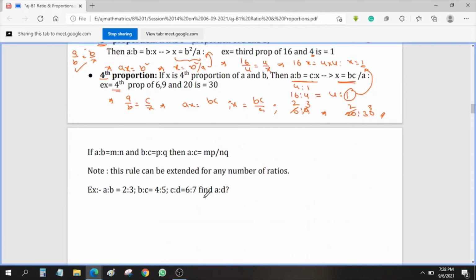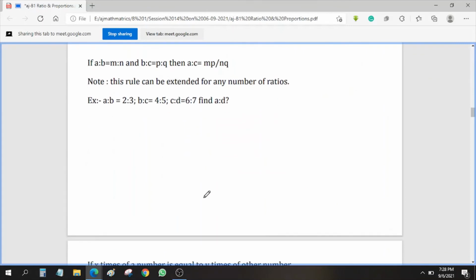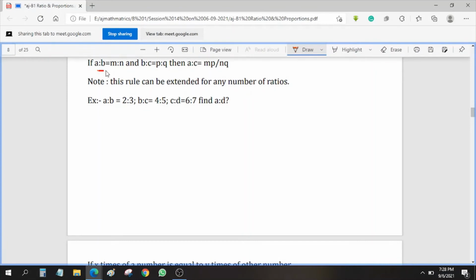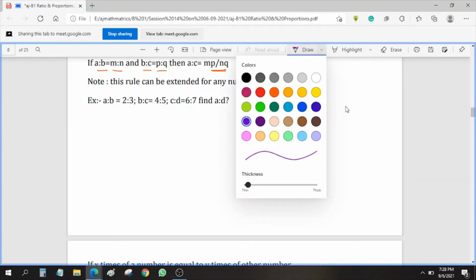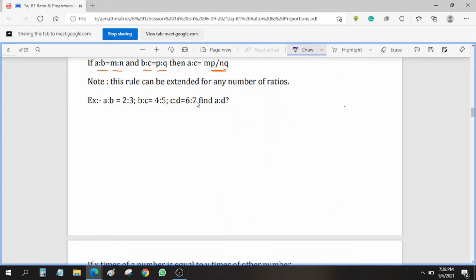Now we'll go with something which is a very helpful formula. If a is to b equals m is to n, and b is to c equals p by q, these are the formulas: a is to c equals mp by nq. If you remember that formula, it's fine. If you don't remember the formula also, I'll give you an easiest way of doing it. So first we'll go with the formula.